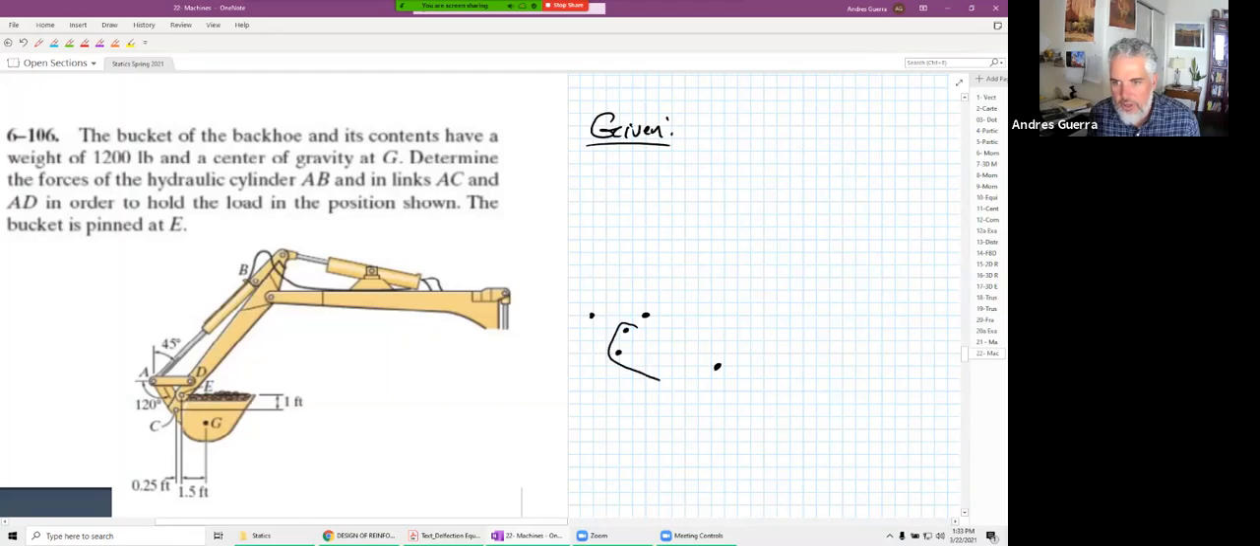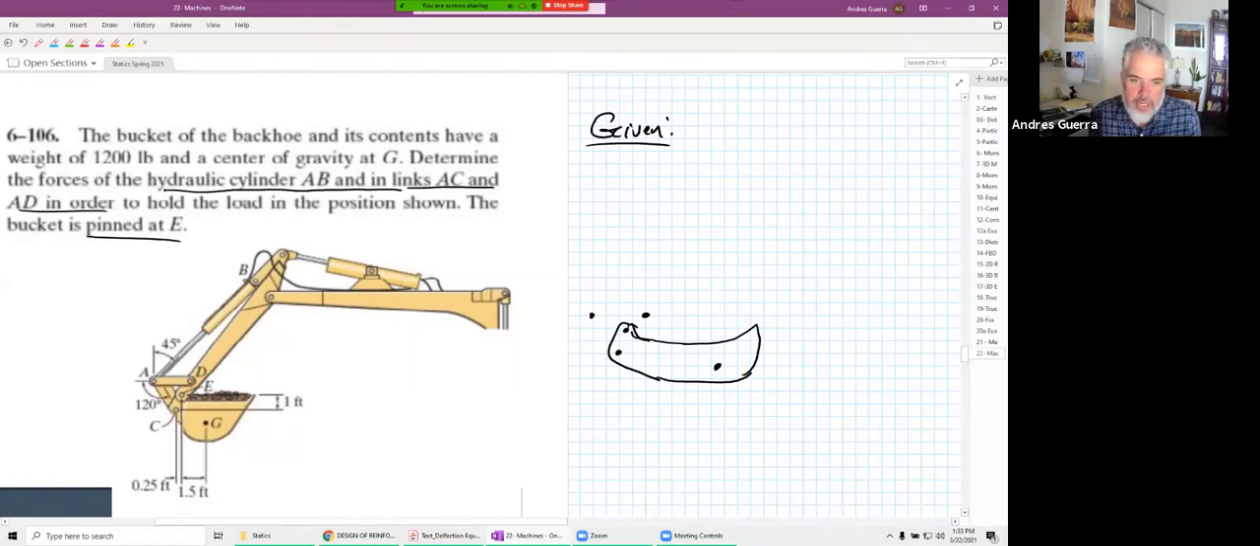So I can draw the bucket of this backhoe right here. There's our bucket, that piece that goes around those parts. What we're asked in this problem is, we have this bucket of the backhoe, and it can have a weight of 1,200 pounds and a center of gravity at G. Determine the forces in the hydraulic cylinders AB and in links AC and AD in order to hold the load in the position shown. The bucket is pinned at E. So they're giving us a little bit of information there about E.